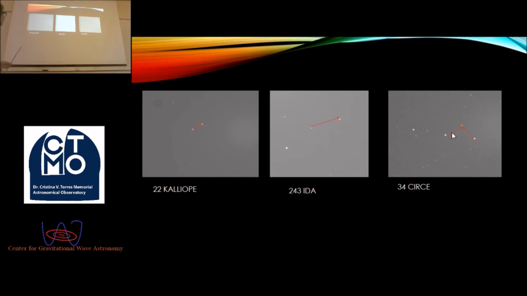So, the first one, what is that red arrow showing? That red arrow shows the direction the asteroid moved. What is the first object, the one on the tail of the arrow? That's the 22 Kelly. And what is the other one on the tip of the arrow? This is the 22 Calliope, and this is the star. So the asteroid was located in the middle, and it moved in this direction.